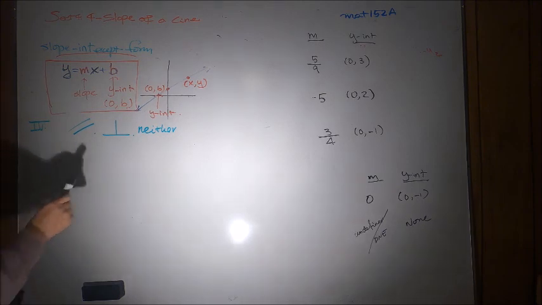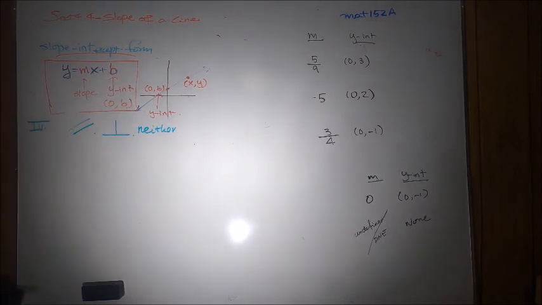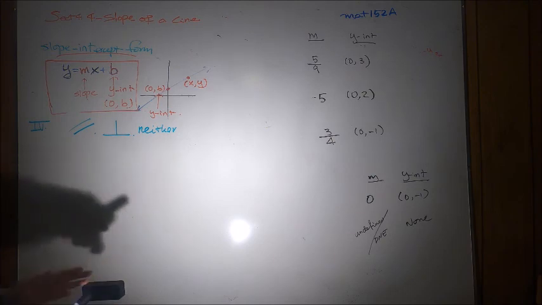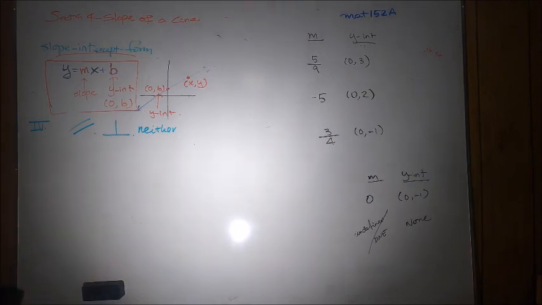Why do we care about parallel lines and perpendicular lines? Because for railroads, you better have parallel lines, right? So the train can go smoothly. It's important.